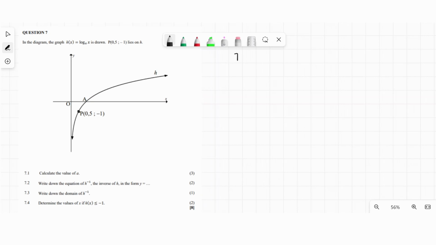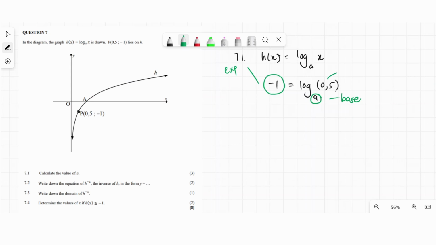So 7.1, we know that we have h of x is equal to log a x. What we're going to do is substitute this coordinate. So for y, which is h of x, is going to be -1, then here it's going to be log a, and our x is 0.5. Then we're going to put this in exponential form so that we can solve for a. a is going to be the base, this one is going to be the exponent, and this one is going to be on the other side.